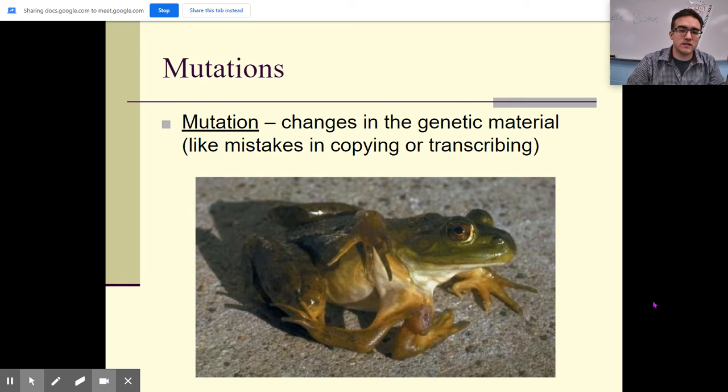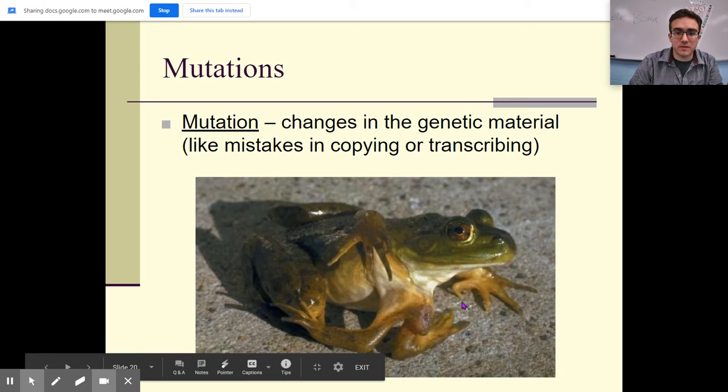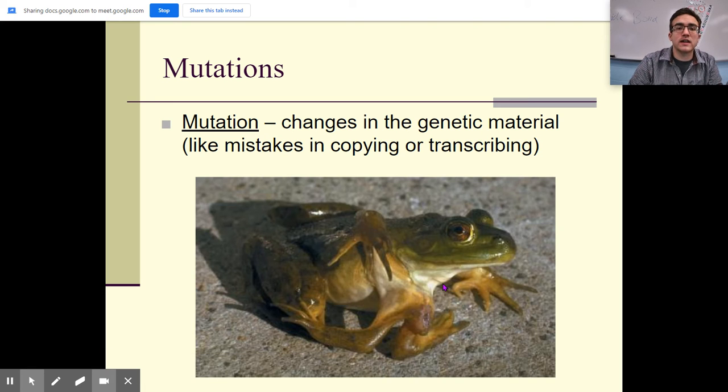So they're changes in either the DNA or the RNA for gene mutations. Usually they're going to occur during DNA replication or transcription. So either one of those things can happen. For example, this frog here is having some problems with his legs because his cells have a mutation that causes a protein to make legs grow where they shouldn't grow.